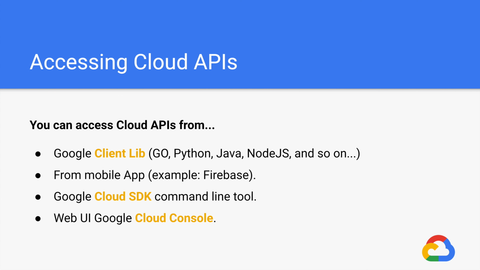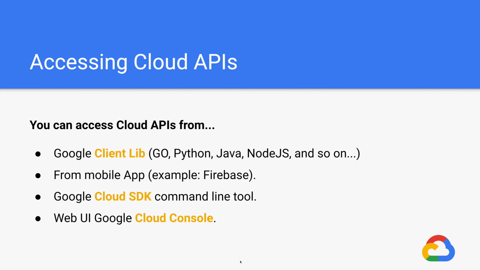Now let's see how we can access the Google Cloud APIs. There are a couple of options to access these APIs. We can choose client libraries, which are built by Google itself. For example, you can use client libraries for Golang, Python, Java, Node.js, and there are other programming languages which support the client library to call Google Cloud APIs.